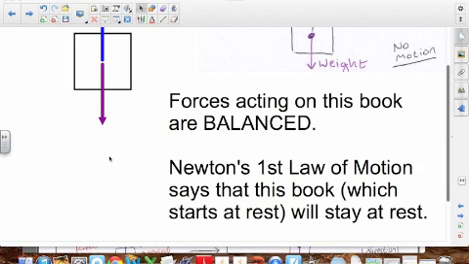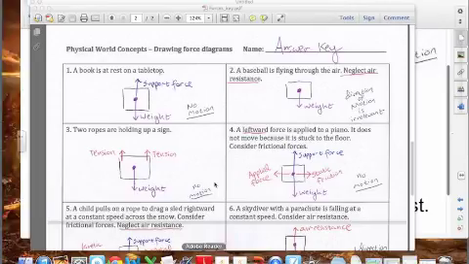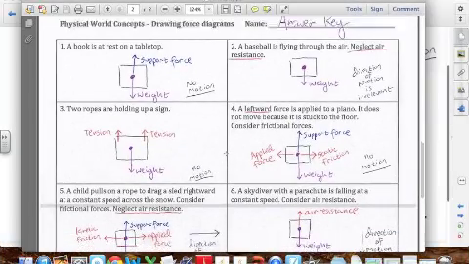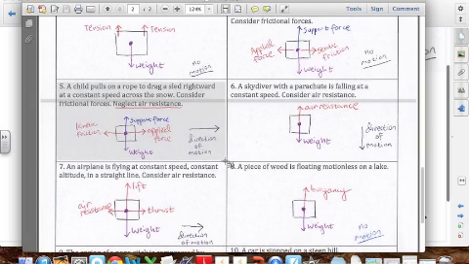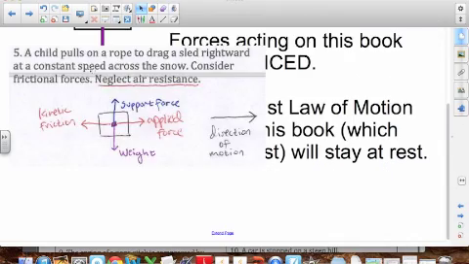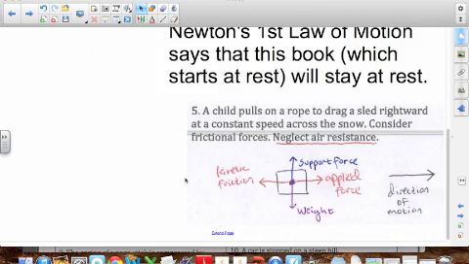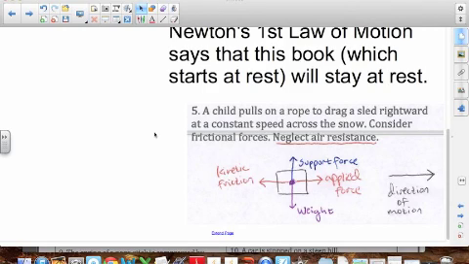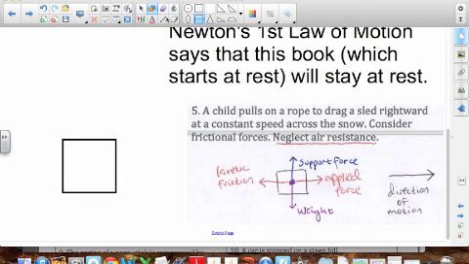Now let's take a look at another example of a force diagram from that same answer key. A child pulls on a rope to drag a sled rightward at a constant speed across the snow. Consider frictional forces, but neglect air resistance. Now in this case, the forces are balanced again.